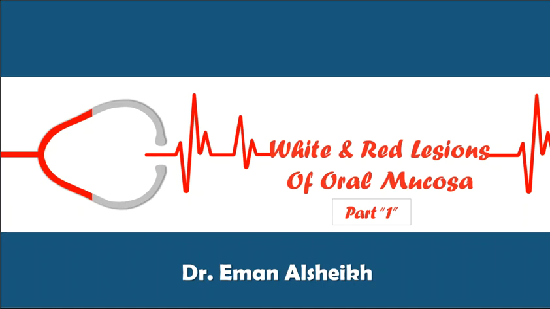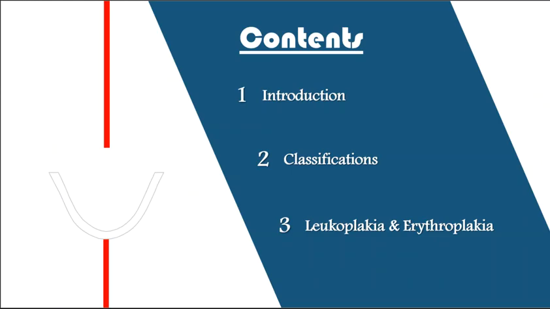Hello everyone, we will start a new topic which is white and red lesions of the oral mucosa, and this is part 1. Today we will discuss introduction to the topic and classification of the white and red lesions, and then we will discuss the first lesions which are leukoplakia and erythroplakia.